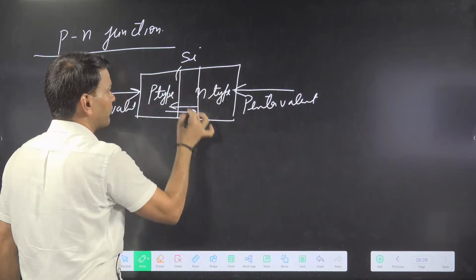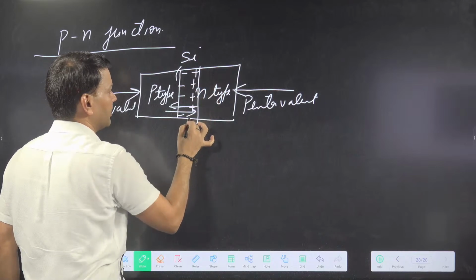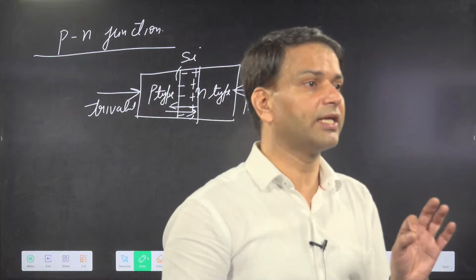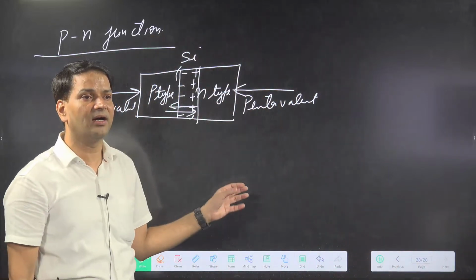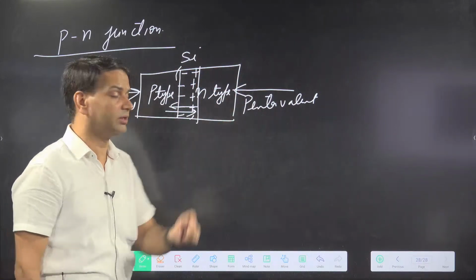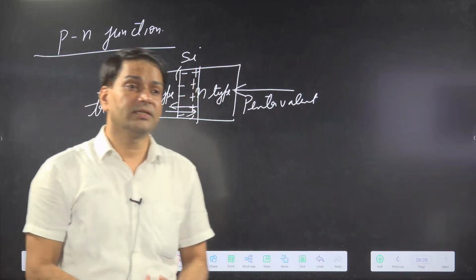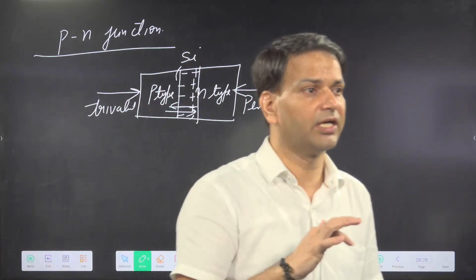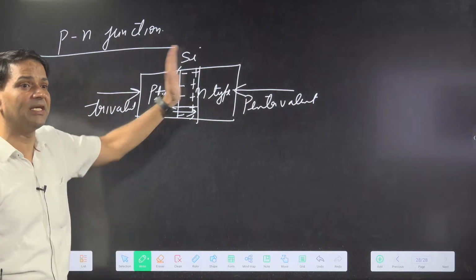electron. That's why on the P side negative charge will develop and on this side positive charge will develop. What are these positive and negative charges? These positive and negative charges are not the electron and hole. They are immobile ions. The positive ones are the atoms which have given the electron, and what is the negative charge? These are the atoms which have received the electron.